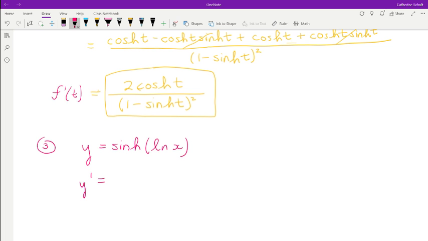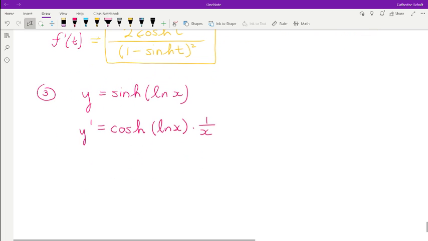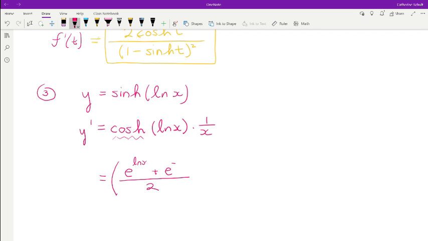So first, that means we would take the derivative of the outside function times the derivative of the inside function. Something like that. And then let's keep going because this doesn't look that pretty. We know the hyperbolic cosine, you can write that out in terms of the exponential function. It's e to the input plus e to the negative input, and the input in this case is the natural log of x.